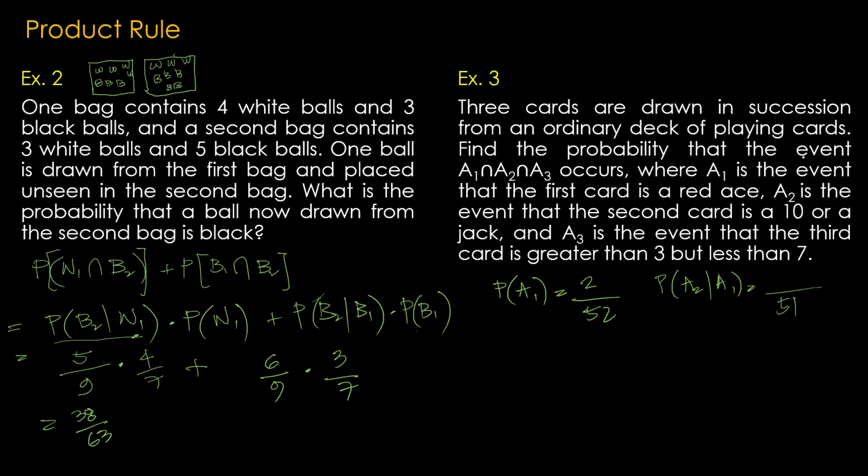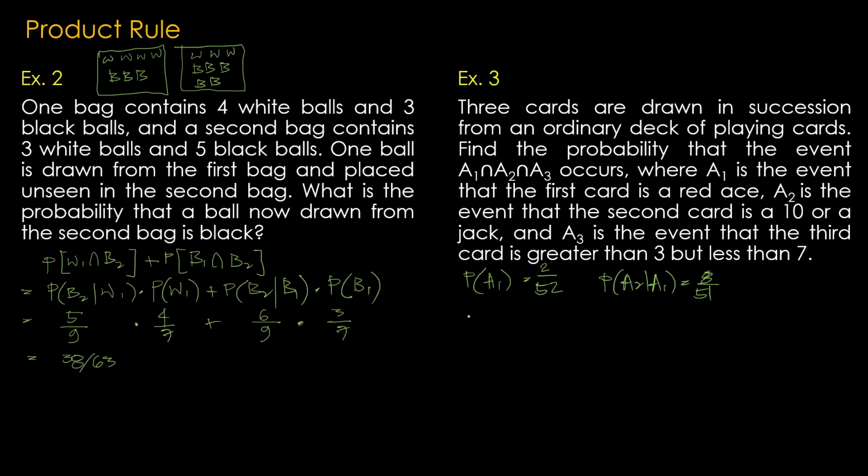What is the event A2? It is the second card, that is a 10 or a jack. How many tens in a deck of playing cards? That would be 4 tens, and you also have 4 jacks. So, four 10s and four jacks, that would be 8. So, you have 8 over 51.